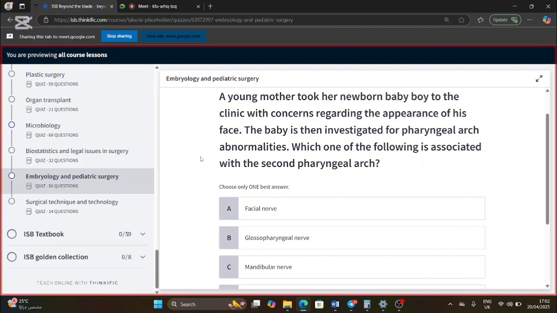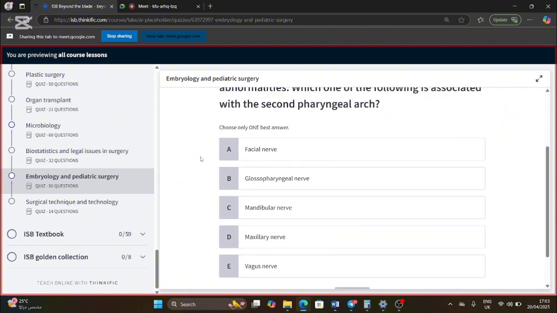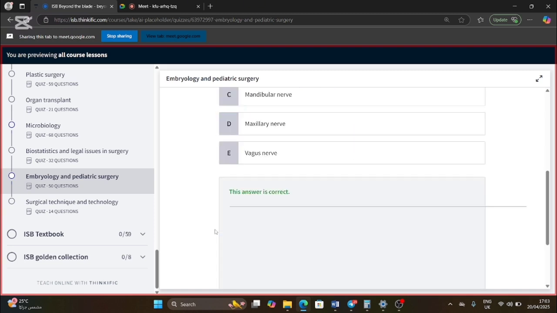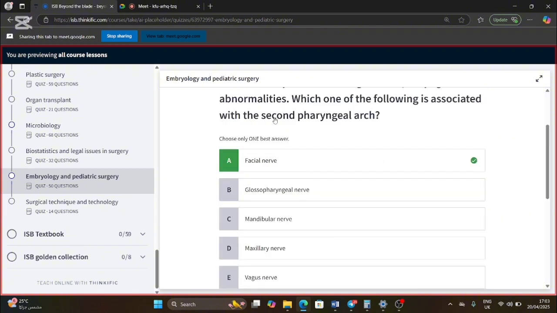A young mother took her newborn baby boy to the clinic with concern regarding the appearance of his face. The baby is then investigated for pharyngeal arch abnormalities. Which one of the following is associated with second pharyngeal arch? I think facial nerve. Yeah, that's correct. Let's see. Yeah, it's the facial nerve, right?